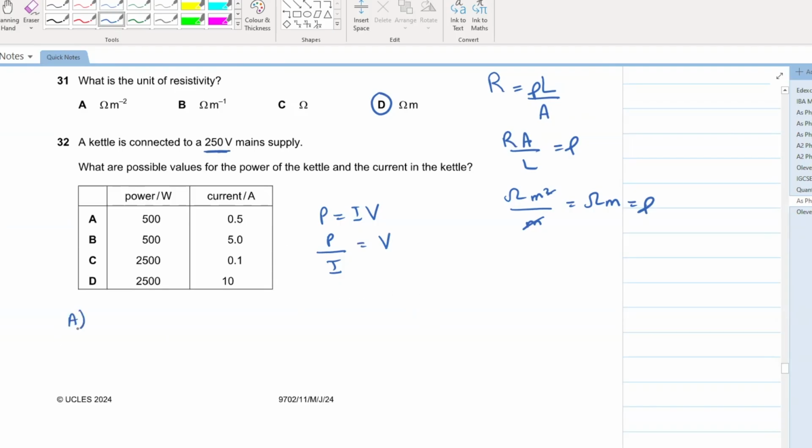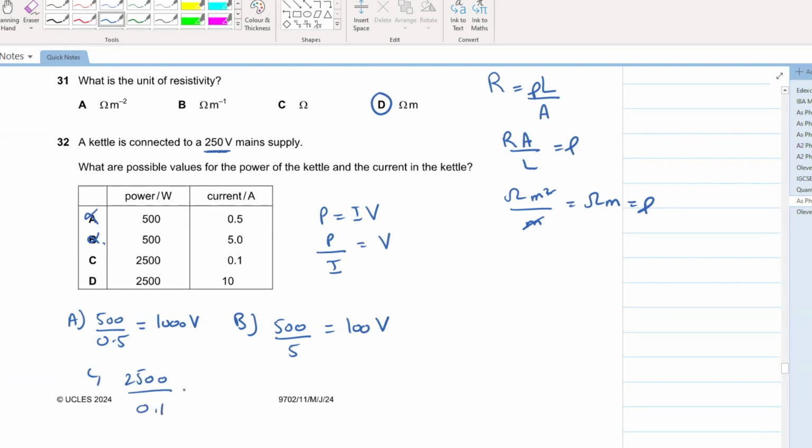Let's try out option A. Power is 500 divided by 0.5. The answer comes out to be what? 1000 volts. This cannot be my answer. Let's try out B. 500 divided by 5 gives you an answer of 100 volts. This also cannot be my option. Let's try out option C.